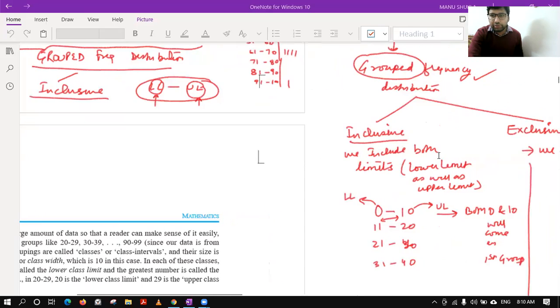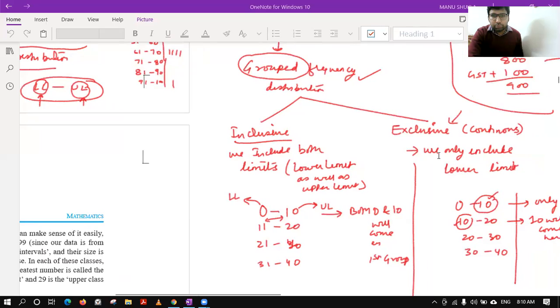In inclusive we are having both the limits included. In the exclusive we are having only lower limit included. One second, the slide is not working.